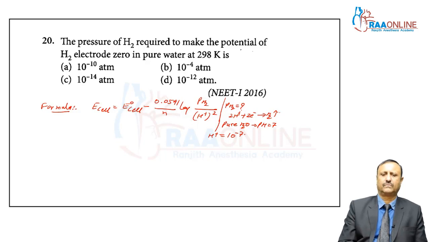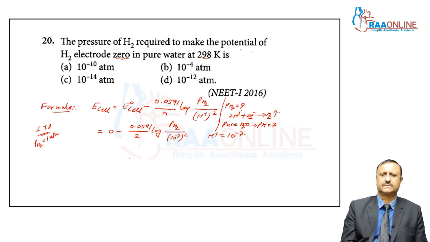E0 cell for hydrogen is 0, and he wants the E cell also 0. So, my dear students, 0 minus 0.0591 upon n, where n is equal to 2 as 2 electrons are taking part, log pH2 upon 10 to the power minus 7 whole square. My dear students, it is STP. At STP, standard temperature and pressure, standard 298 Kelvin, pH2 is 1 atmosphere pressure.